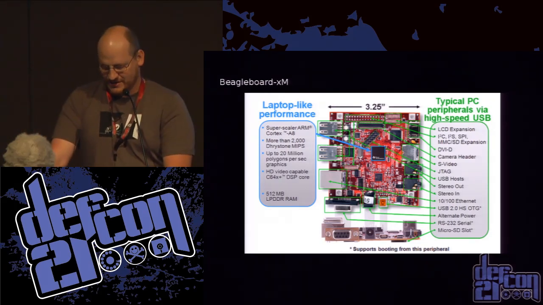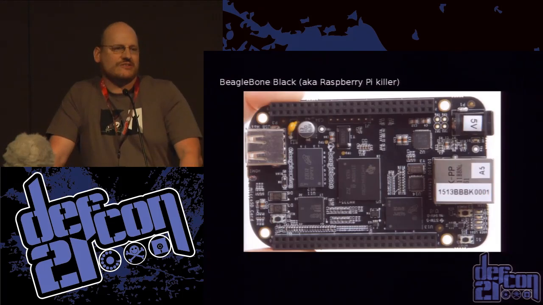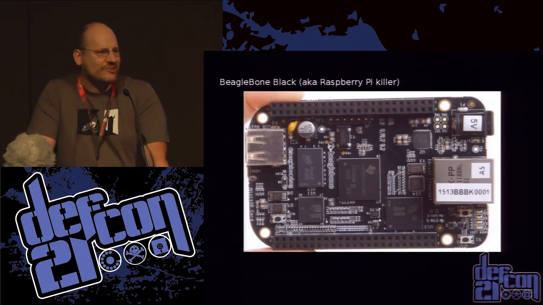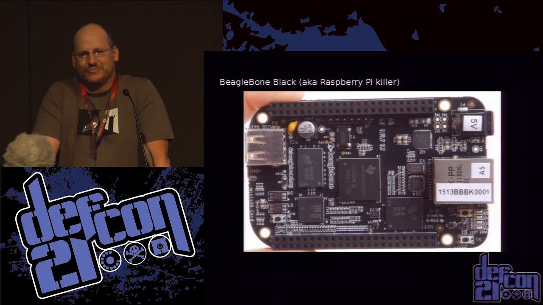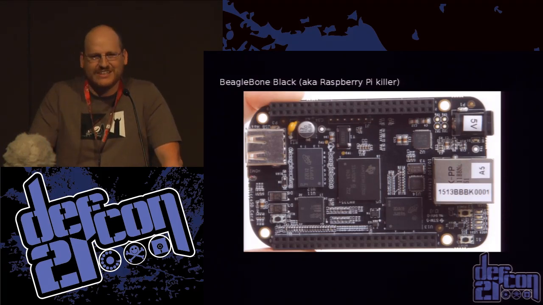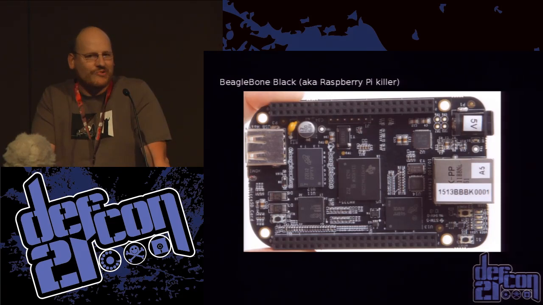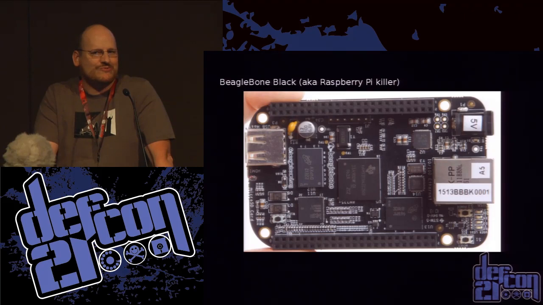And here's the other device that you would be more likely to use if you were starting today. This is the BeagleBone Black, also known as the Raspberry Pi Killer. Right? This came out in late April. It lists for $45. I've spent an average of $42 on the ones that I've purchased, and it's a nice piece of hardware.